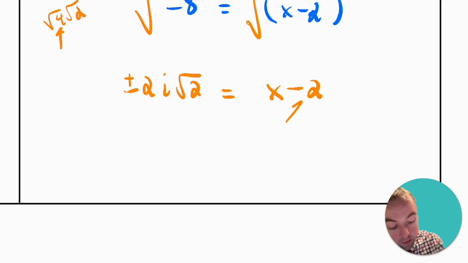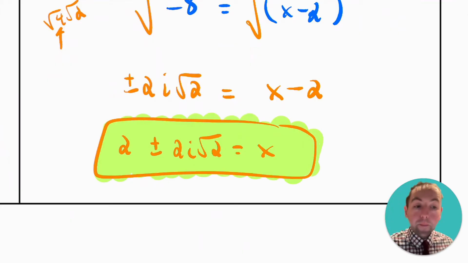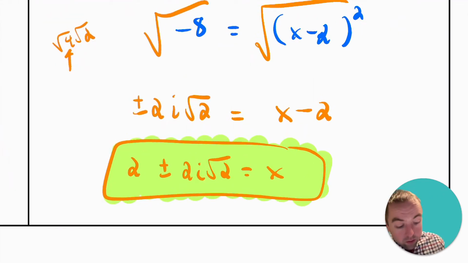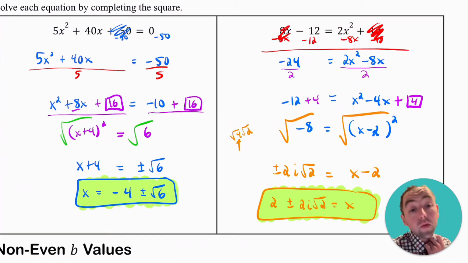And so finally, if you add 2 to that side and then add 2 to the other side, you're going to get 2 plus or minus 2i root 2 as your solutions for the values of x for that equation. All right, so as we saw there, we really want to make sure that we get a 1 in front of the x squared before we complete the square.